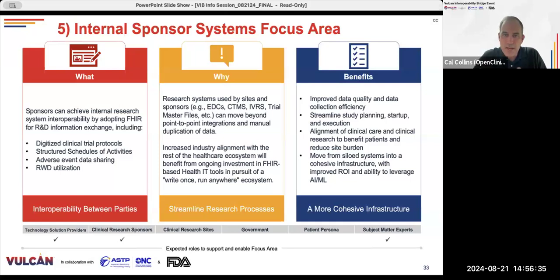So in moving from siloed systems into more cohesive infrastructure, we aim for improved ROI and ability to leverage emerging and future technologies, things like AI and machine learning. So with your participation, I think the work in this area can have tremendous impact on its own and also be highly complementary to all the other work streams that you just heard about. Thanks, and back to Sandy.